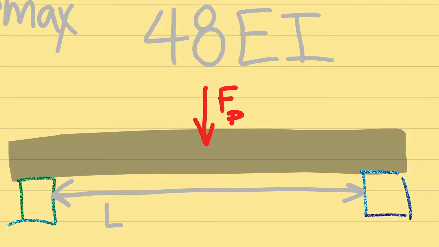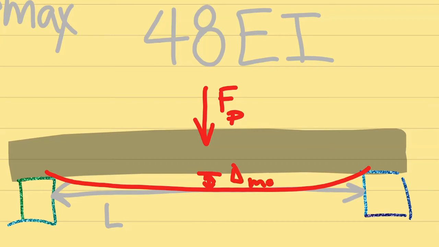And what we're looking for is how far down is this going to go in the center. I wanted that to be a really different color, so let's try that again. How far down does it go in the center? So we're starting from here, and we're looking for this displacement here. This is our delta max.